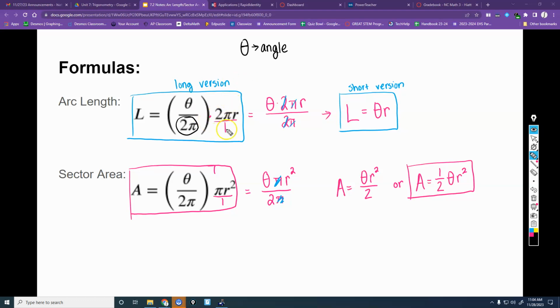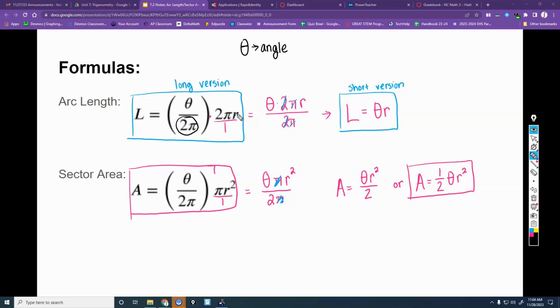And this is circumference, this is area right here. So it's just a fraction of your area. This is a fraction of your circumference. So the degree formulas do not have a shortcut. There is no simplified version of those.